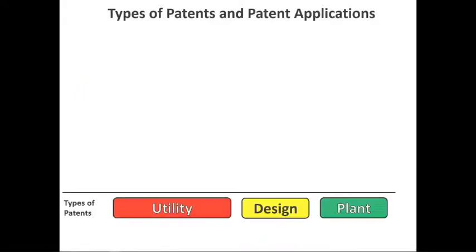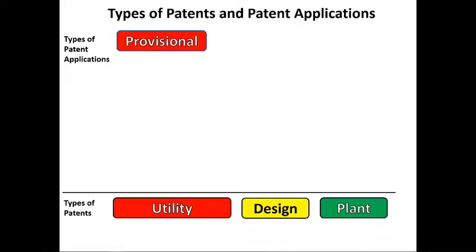We talked about the three types of patents. The utility patent, which is for processes, machines, manufactured items, and compositions of matter. We talked about design patents, which are for ornamental designs, how something looks, and plant patents, which are for things like roses. Today, we want to talk more about the types of patent applications that will hopefully lead us to these three types of patents.